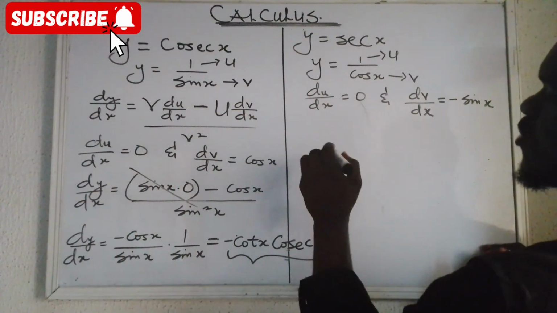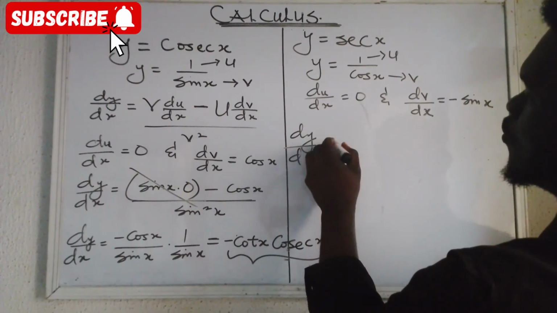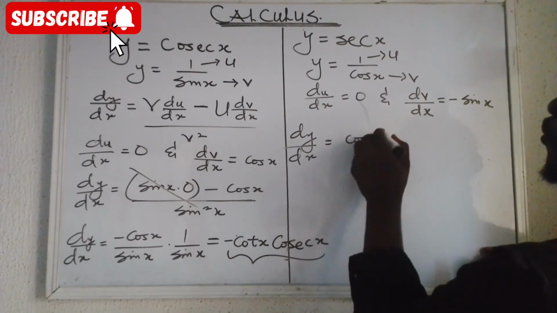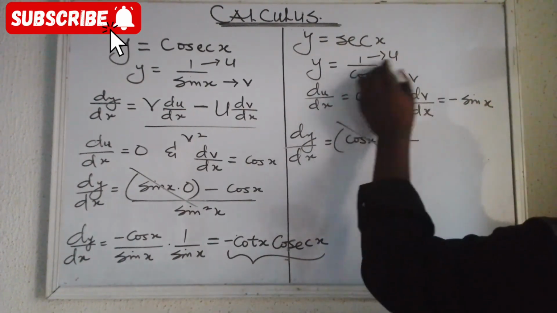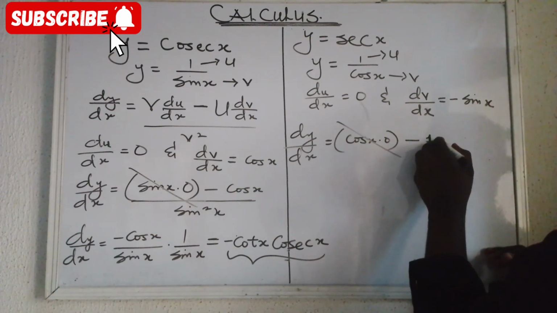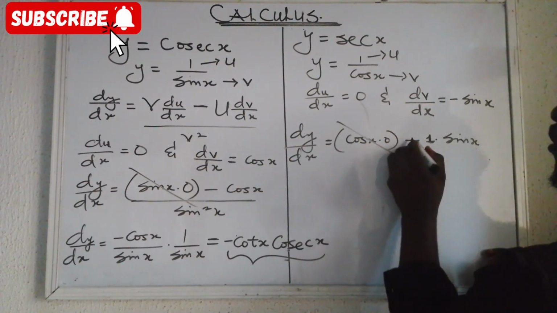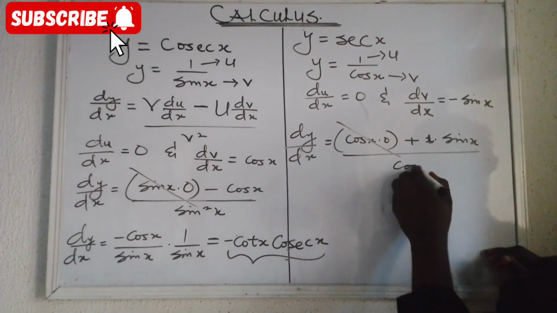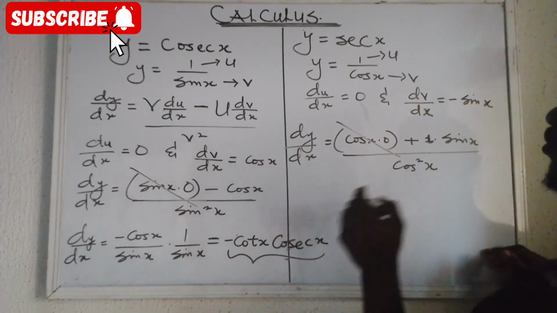Substituting that into the formula we've already had, dy/dx would become: what is v? We have v to be cos x, multiplied with 0. Everything here eliminates. Subtracting from it, negative sine x times 1, because that's u dv/dx. Since we have 1 here, multiplied with negative sine x, the negative affects this and it becomes positive. All divided by v squared, that is cosine squared x, because v is cosine x.